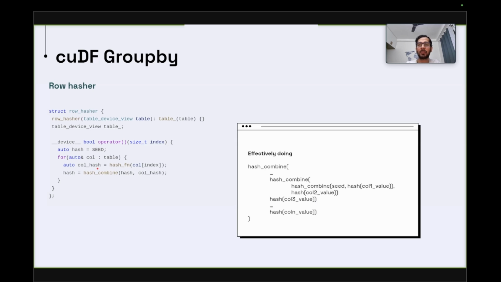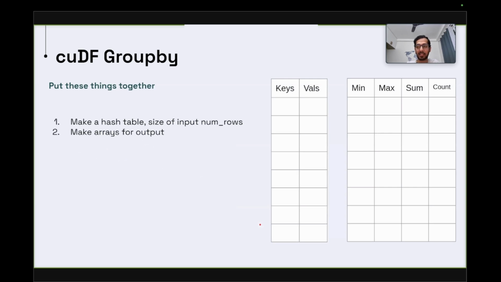So effectively what it's doing is it's going to hash the column 1 value, combine it with the seed value, then hash the column 2 value, combine it with this value, hash column 3, and so on and so forth with all the columns. Eventually you get a hash value to use with the hash table. So you construct your hash table with a custom equality operator and a custom hash operator.